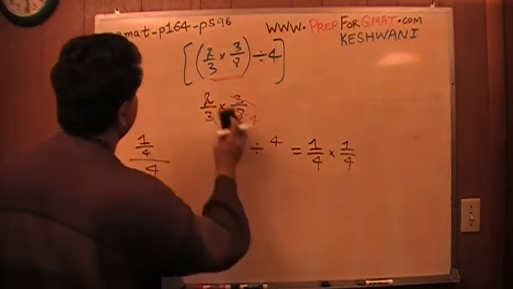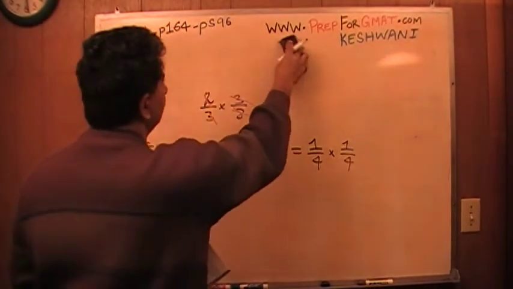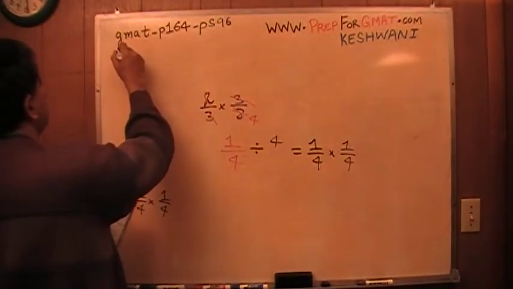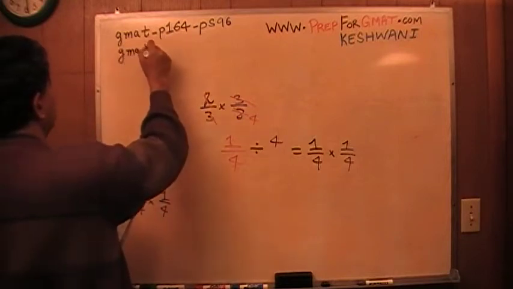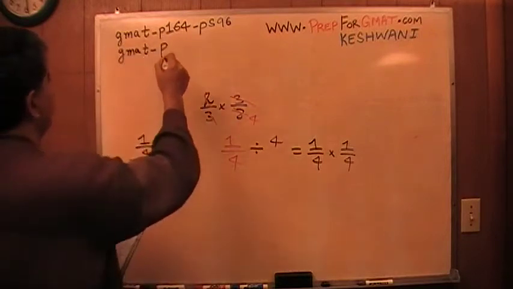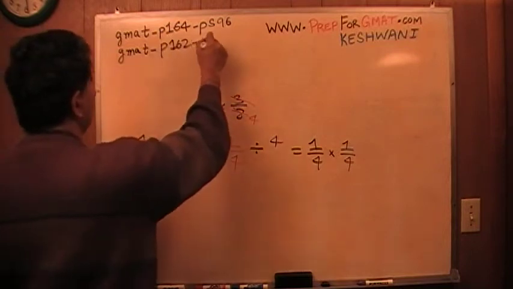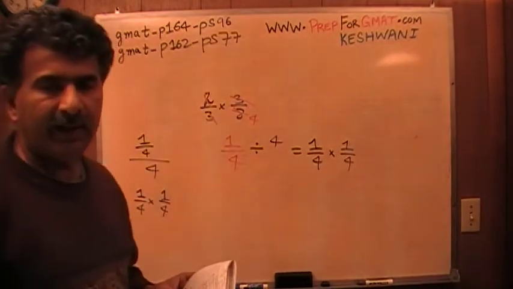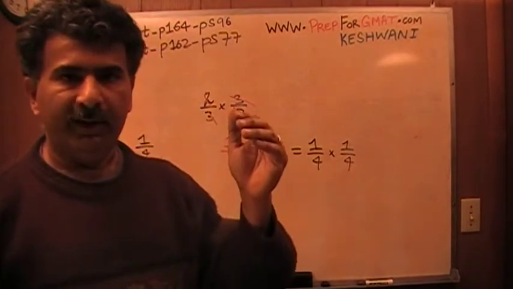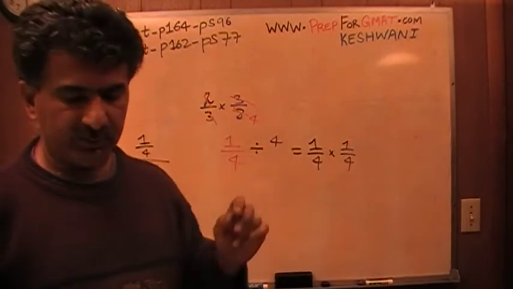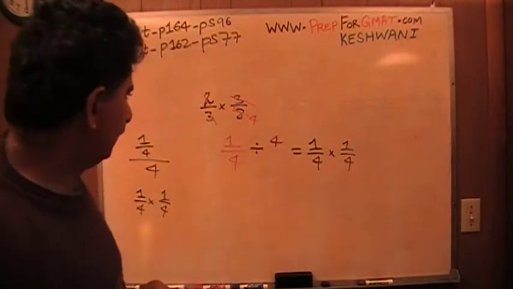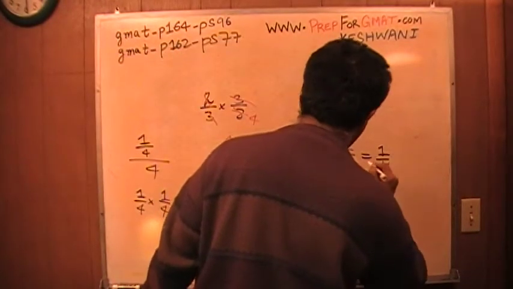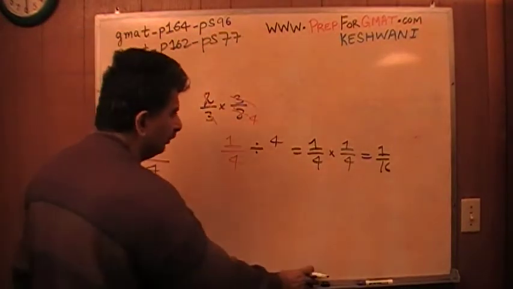I'm going to erase this part here so that you don't get confused between the two. Go to this clip here, GMAT page number 162, problem solving 77. Watch that clip, and in that clip you will learn how to deal with dividing fractions with other fractions, and I give you 2 or 3 examples there to show you how it is done. So anyway, this whole thing boils down to 1/16. That whole mumbo jumbo that they gave you boils down to 1/16.